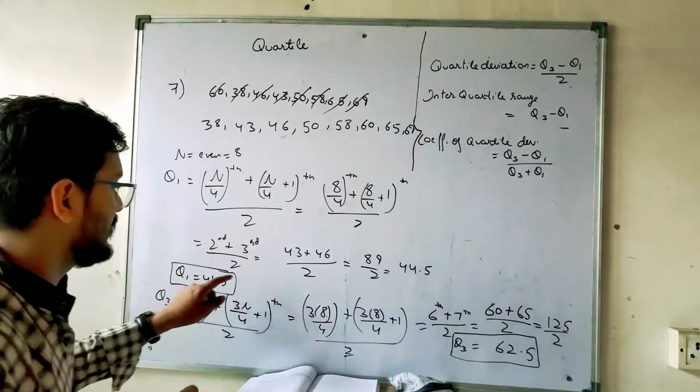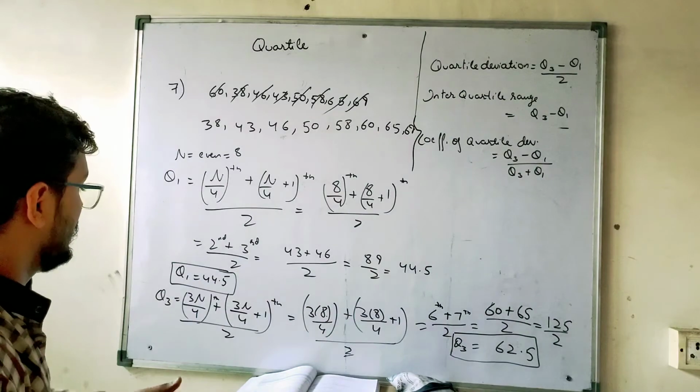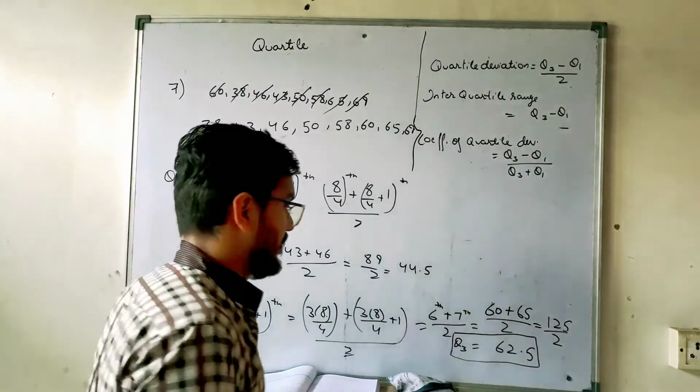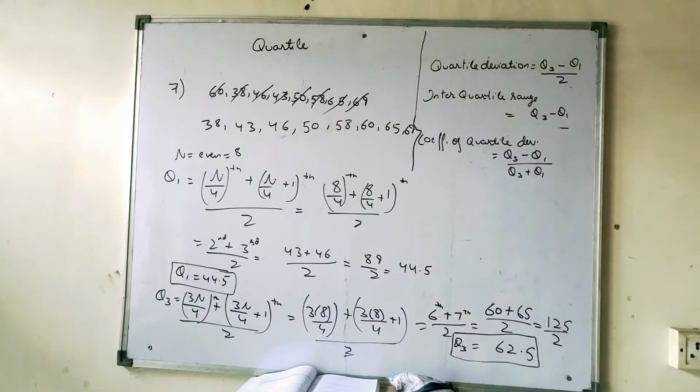So Q1 is 44.5, Q3 is 63.5. Lower limit is 44.5, upper limit is 62.5. So this is when the data is ungrouped, right? So when grouped data is given, what we can do?